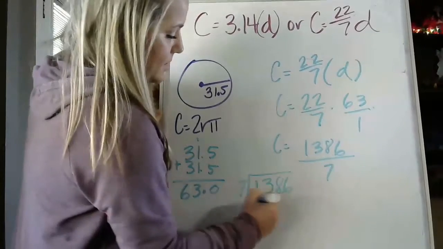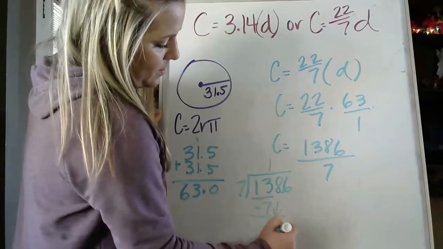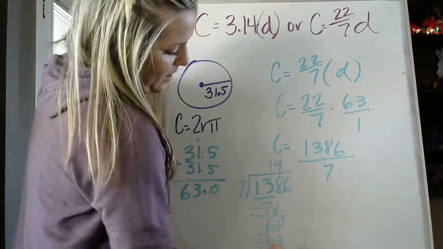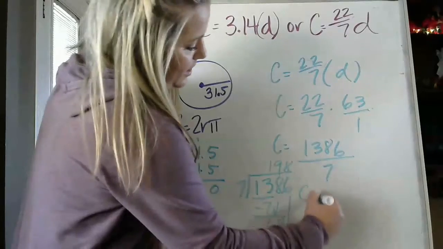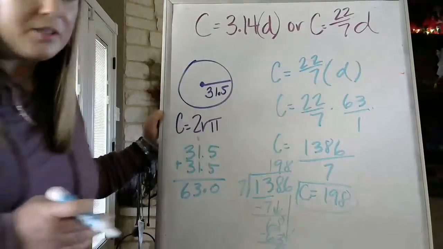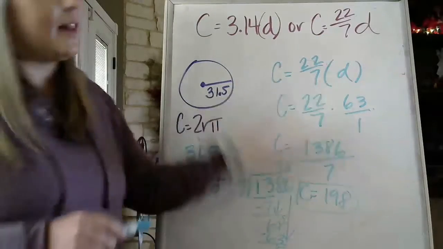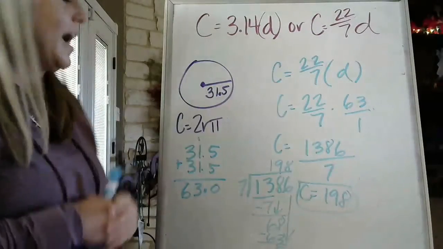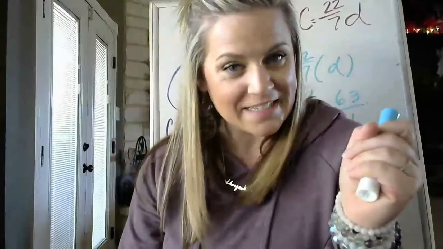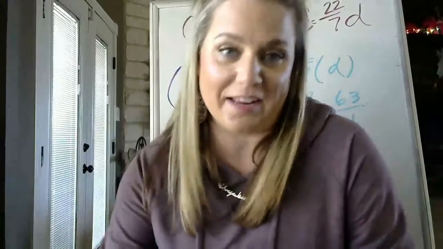Divided by 7. 7 goes into 13 one time. 13 minus 7 is 6. 7 goes into 68 9 times. 63, and then 8 minus 3 is 5. And you still get 198. Either way you do it, but it's a lot easier if you cross reduce. So it's whatever you feel comfortable doing, guys. If you feel comfortable dividing by 7, go for it. I don't care which way you do it. All I care about is, do you understand what I'm teaching you? And do you know how to get the right answer? That's all I care about.